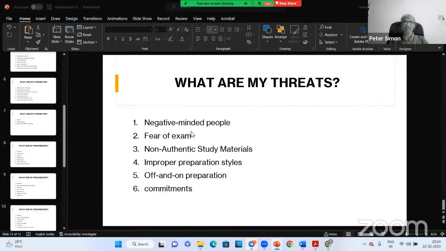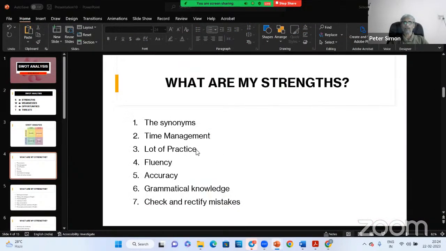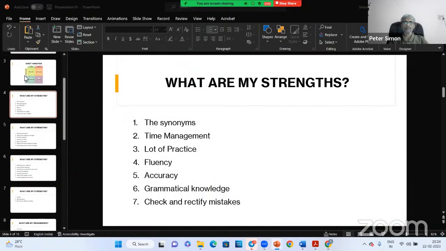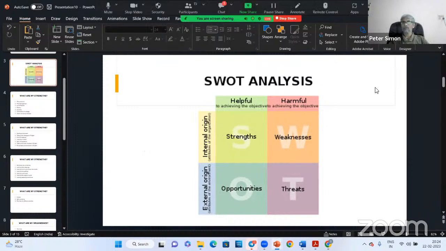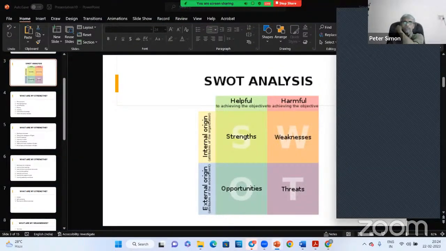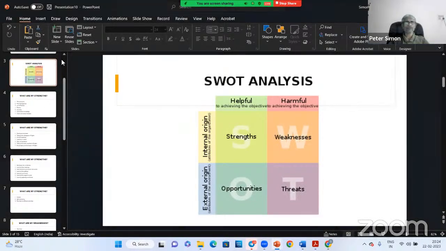So focus on all these areas. If you see very carefully, external origin factors are opportunities and threats. Strengths and opportunities are helpful; weaknesses and threats are harmful. Internal factors are your personal ones, and these are external. So study all these points and try to improve whatever weak areas you have identified.